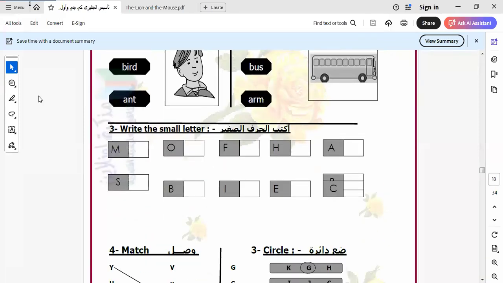Here is capital M and small m, capital O and small o, capital F and small f, capital H and small h, capital A and small a, capital C and small c, capital E and small e, capital I and small i, capital B and small b, capital S and small s. Let's continue the rest of the exercise.